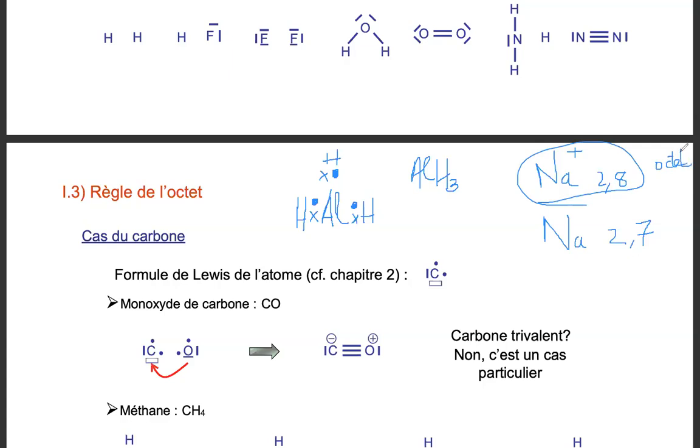Are we in agreement? Yes, it is. This is the octet rule. In other words, this is an atom of neon, because neon has a 2,8 configuration.